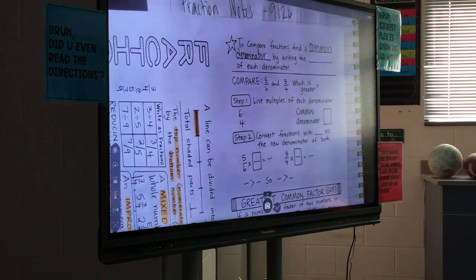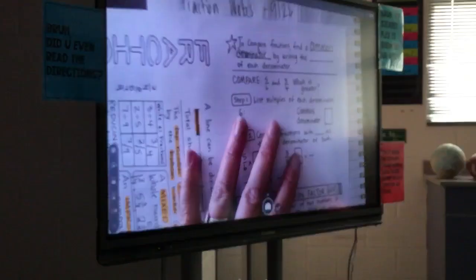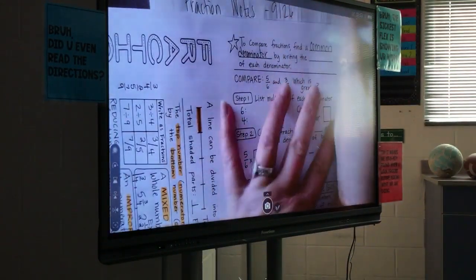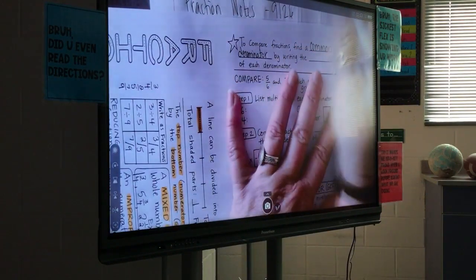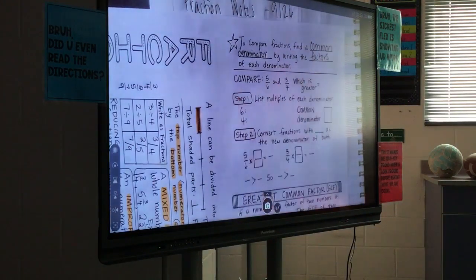All right? And then, to compare fractions, find a common denominator by writing the factors of each denominator.